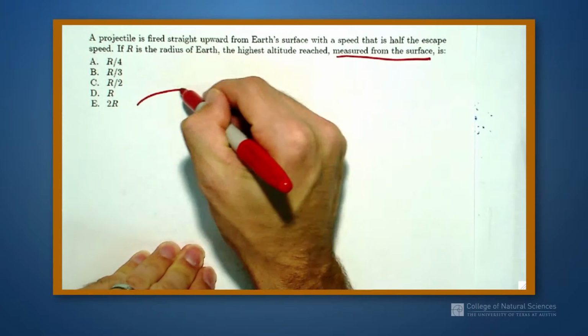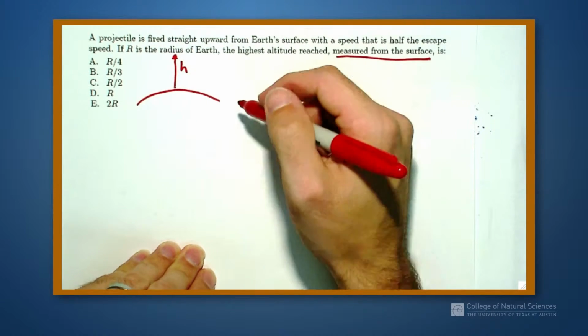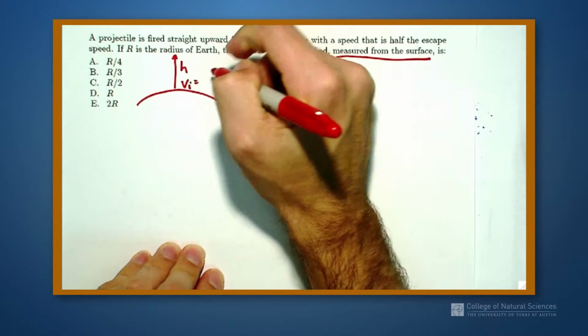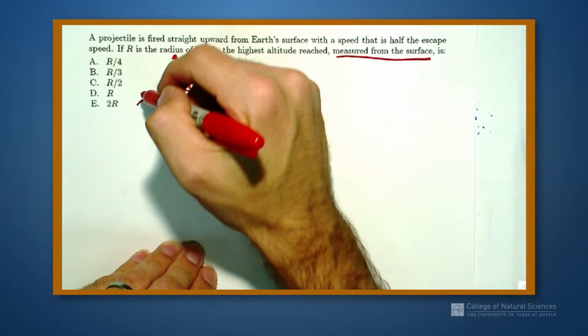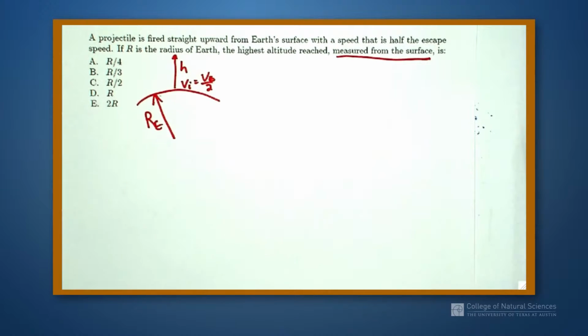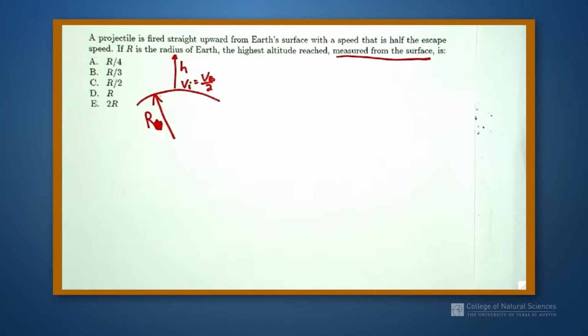And actually, to be even more clear, I'm going up to a height h. My v initial is equal to v escape over 2, going with half my escape velocity. And just so I remember, I have the radius of the Earth in here, and that value should just be r. All right, let's go ahead and work this problem out.